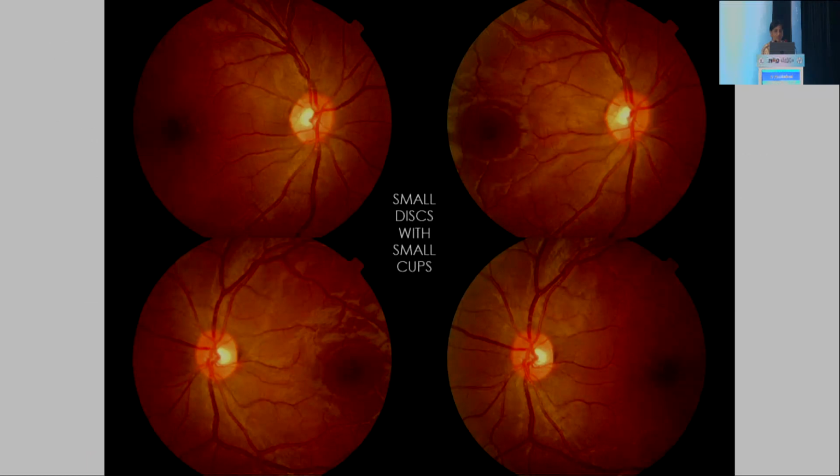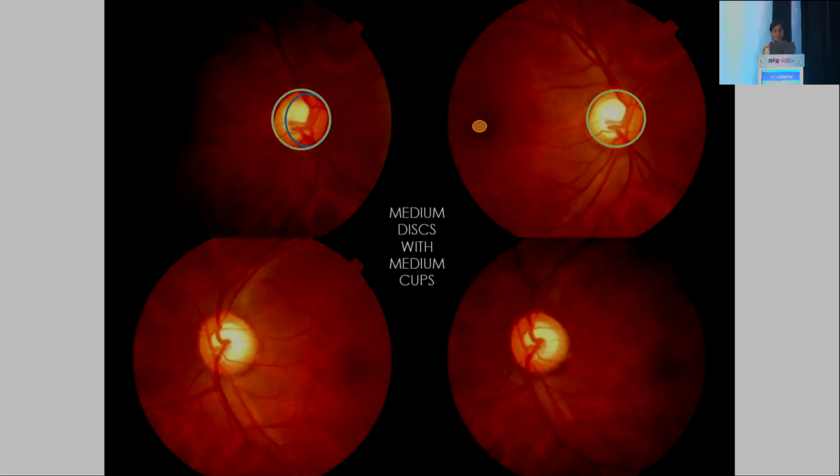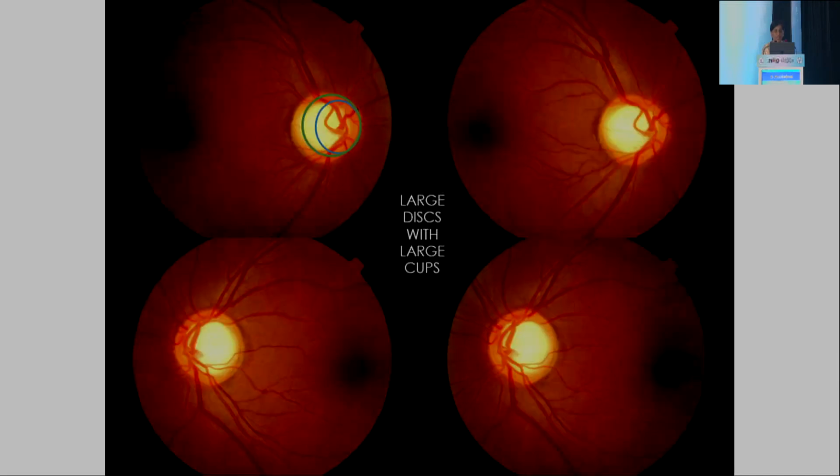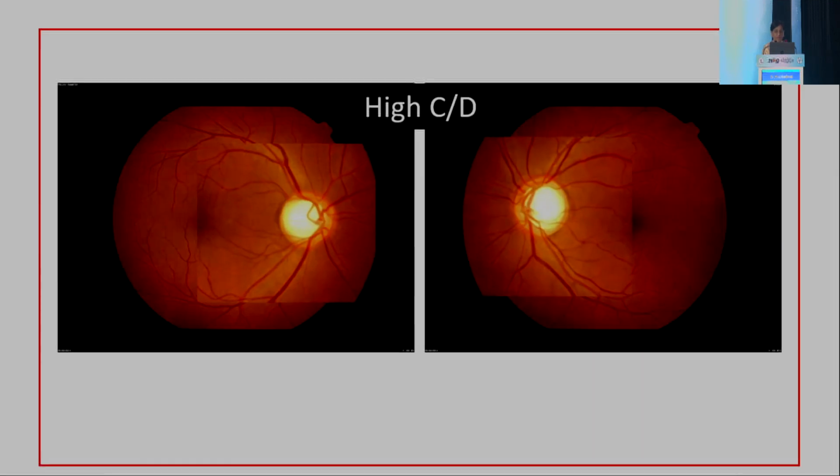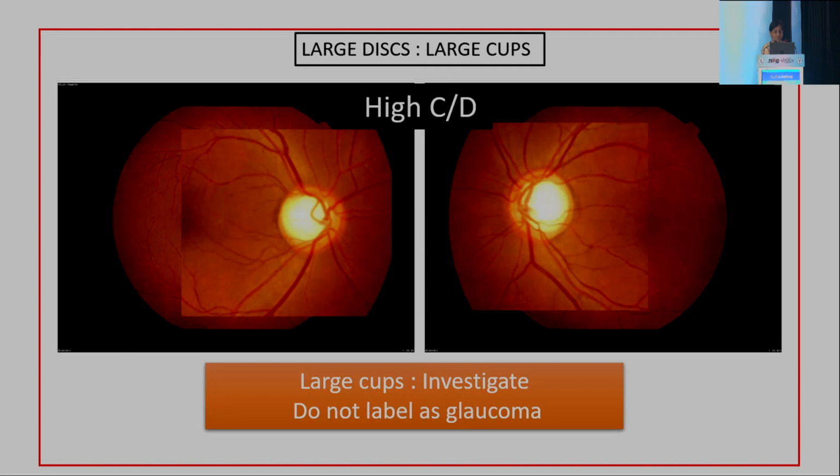So how to identify disc size clinically? If you compare the fovea centralis and optic disc size and see how many disc diameters fit, if it is more than 2 to 2.5, you can say that this is a small disc. This is a medium disc because it is almost 2, and this is a large disc where it is just 1.5 disc diameters.